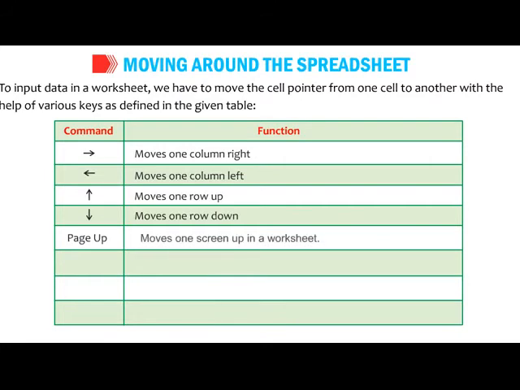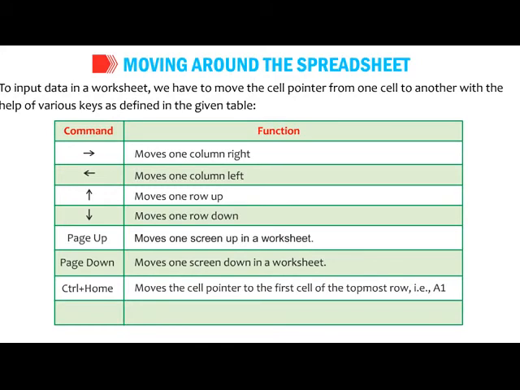Page Up moves one screen up in a worksheet. Page Down moves one screen down in a worksheet. Control plus Home moves the cell pointer to the first cell of the topmost row, that is A1. Control plus End moves the cell pointer to the last used cell on a spreadsheet.